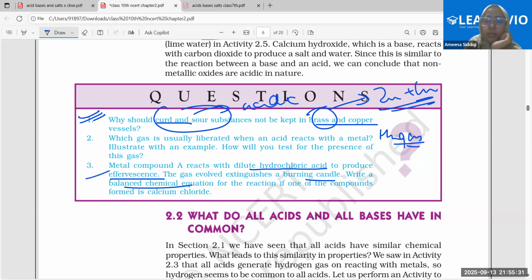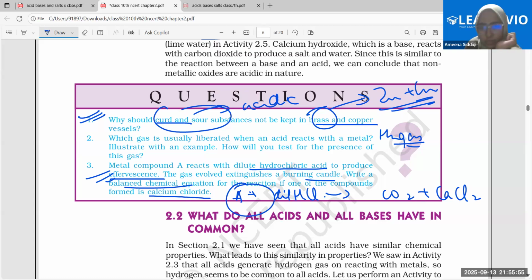A balance. This is very important. If the compound formed is calcium chloride, what will be the equation here? Can you tell me? Metal compound A plus dilute hydrochloric acid giving you carbon dioxide plus calcium chloride. What will be the name of this compound? Calcium oxide.